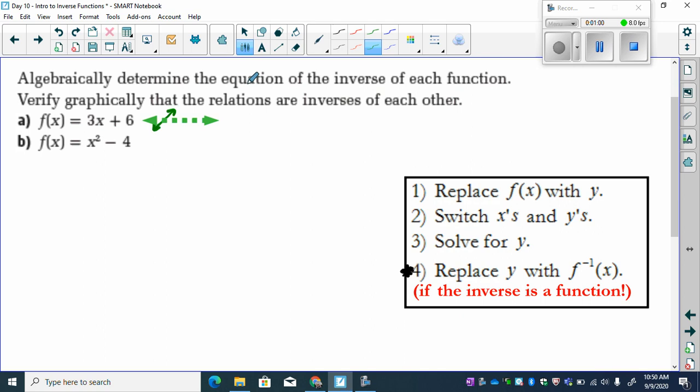With part B, this is a second degree function. It is a quadratic. It's going to make a parabola, which does not pass the horizontal line test. That means I cannot replace y with f inverse x without restricting the domain on part B. All good in part A. I can do all 4 steps. In part B, I'd have to make a restriction on the domain before I could replace the y with f inverse x. We'll get to that in a minute.